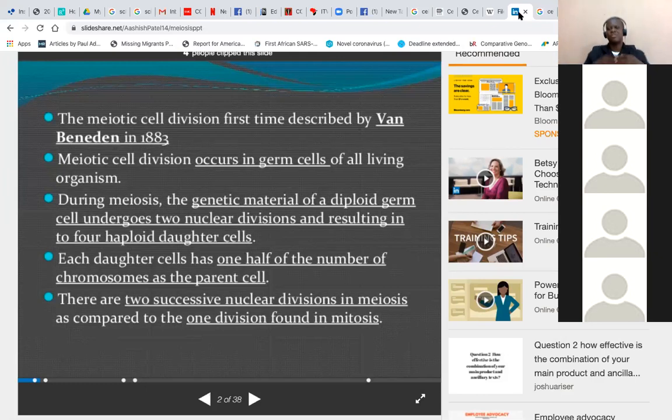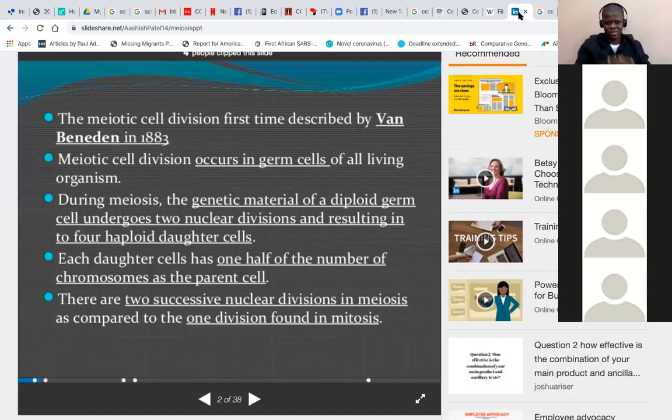So in addition to the number, we also talk about the chromosomal identity, which is the diploid or haploid state. At the end of mitosis, the chromosomal number will still be diploid, the same as the parent cell. But at the end of meiosis, the diploid number of the cell will have been halved, which means we have four haploid daughter cells.